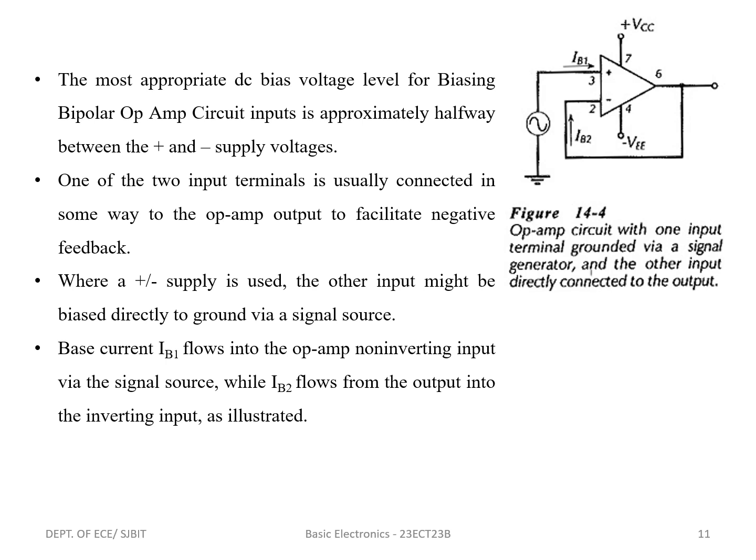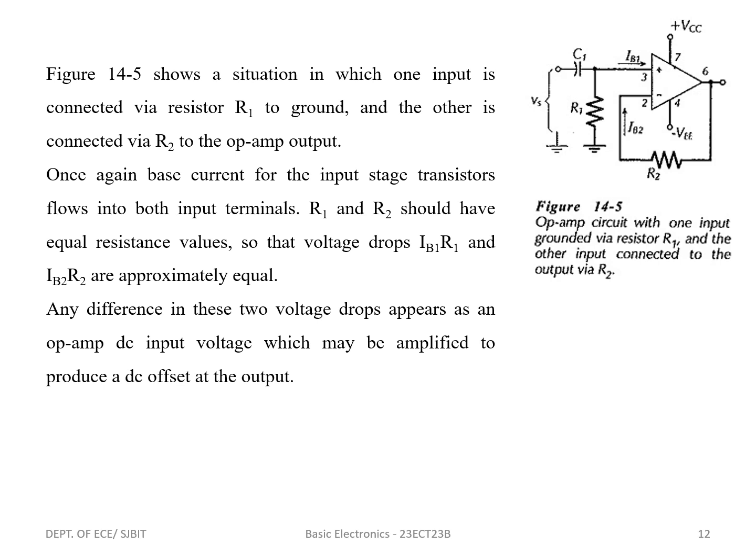Base current IB1 flows into the op-amp non-inverting input via the signal source, while IB2 flows from the output into the inverting input, as shown in the figure. The figure also shows a situation in which one input is connected via resistor R1 to ground and the other is connected via R2 to the op-amp output.